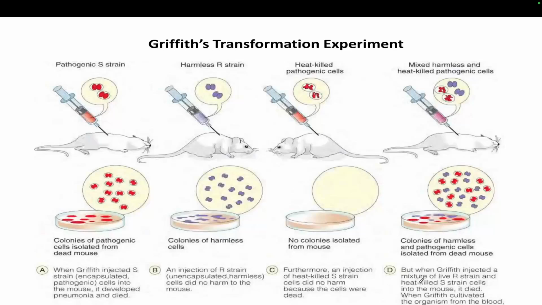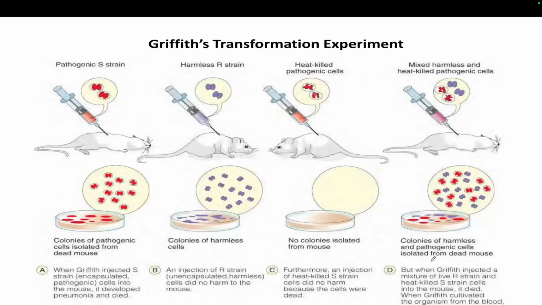In the mixed group, when Griffith injected a mixture of live resistant cells and heat-killed sensitive strain cells into the mouse, it died. Griffith cultivated the organism from the blood and found that live S strain cells were there. In the other cases, the sensitive strain is not completely gone; when it gets the proper time to grow, it appears and causes the disease, so the colony is not isolated.